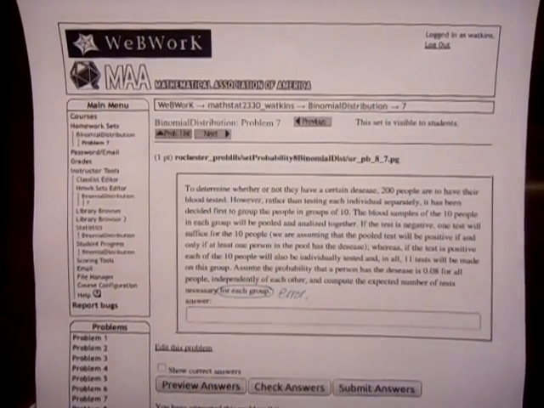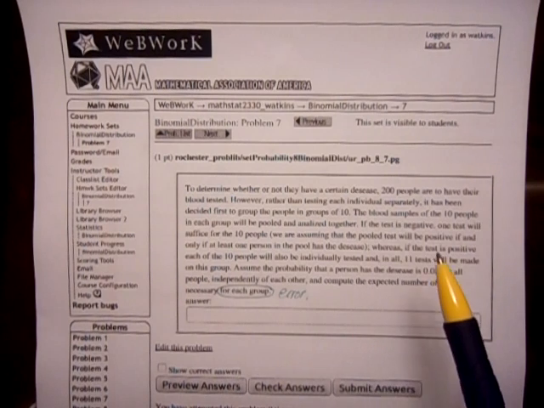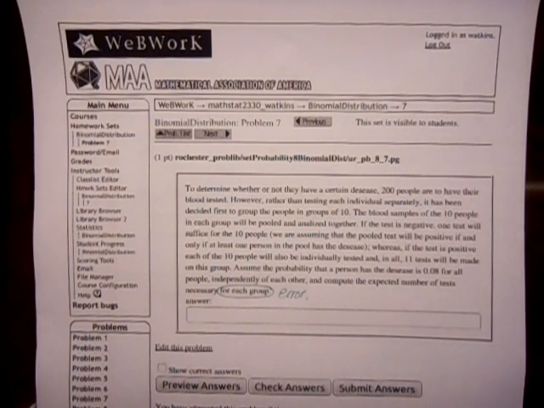Here we've got a medical facility that's going to look at 200 people and test them for a disease. Their strategy is to break the people up into 20 different groups of 10 people in each group, take the blood sample from each of the 10 people in the group, mix that blood sample together, and then just test that one large blood sample.